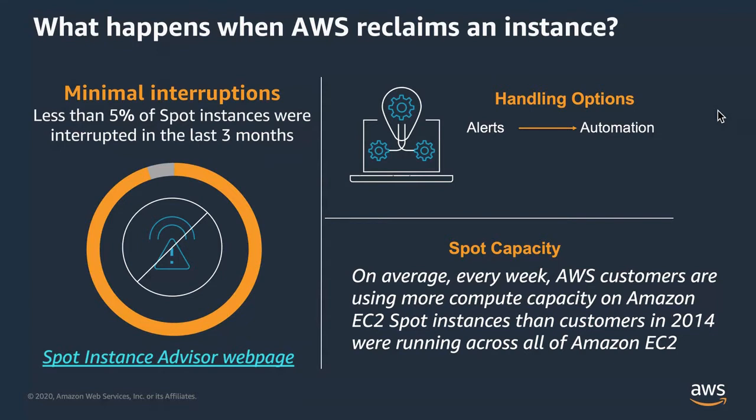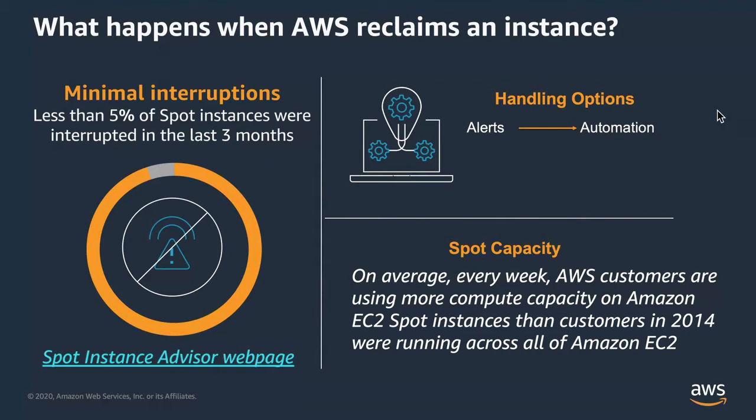Now, what actually happens when we need to reclaim an instance is that we will give you a 2-minute warning, either through a CloudWatch event, or you can pull the metadata on the instance, and you have 2 minutes to take action and gracefully move off of the instance getting interrupted and bring your workload up in another instance in your fleet. There are different strategies you can take to handle interruptions, and we will cover those in more detail in the next section.